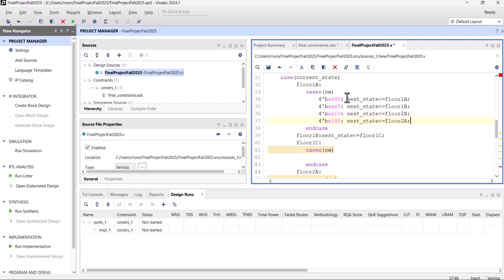Then you have to make sure that you've accounted for all possible states. So every X counts for 2 states. So this first one counts for 2. The second one counts for 8. 2 plus 8 is 10. This third one counts for 4. 10 plus 4 is 14. This last one counts for 2. 14 plus 2 is 16. So all 16 are accounted for.